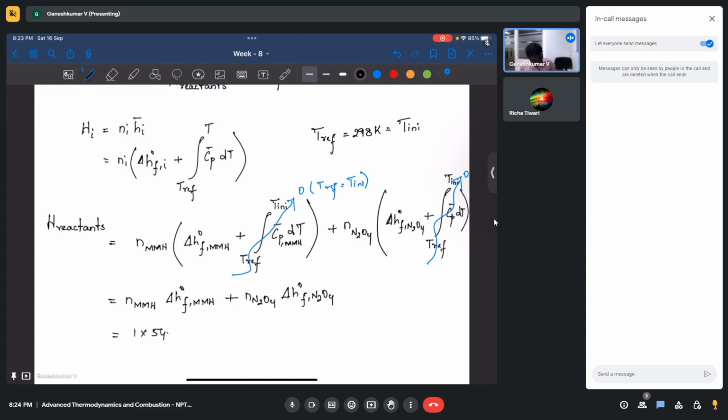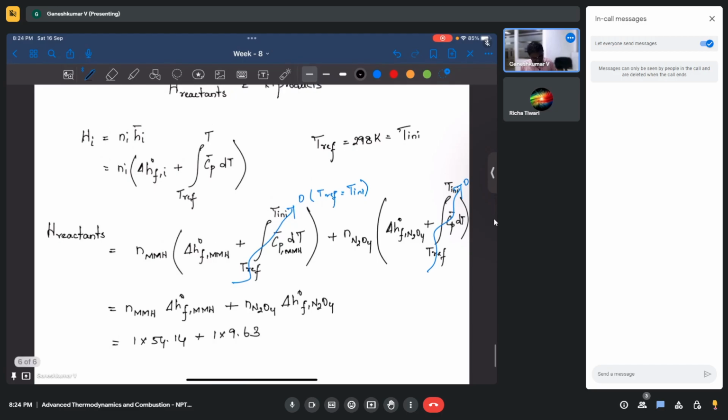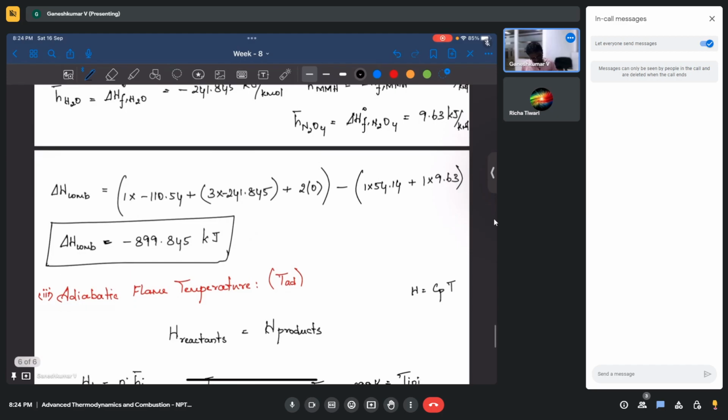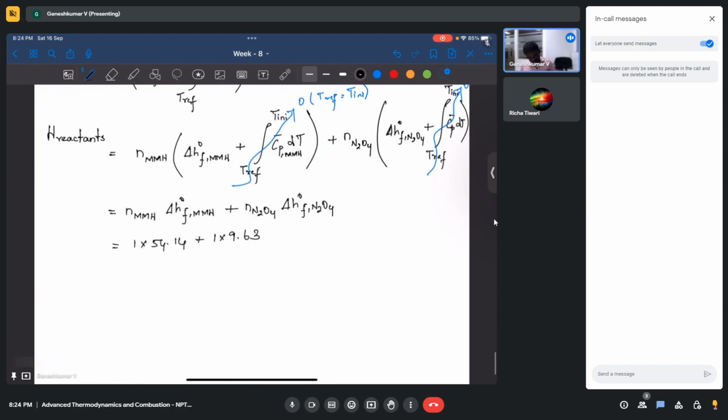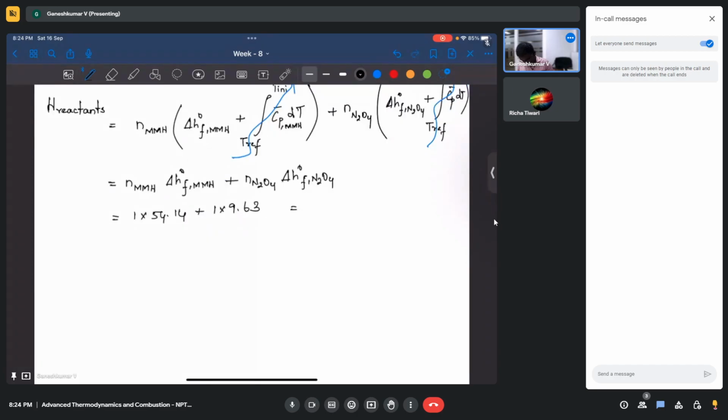I think it's 54.14 and 1 times 9.63. So how much is this going to give? Is this coming out to be 63.77? Yes. Alright, so this is the enthalpy of reactants. The enthalpy of reactants is 63.77 kilojoules.